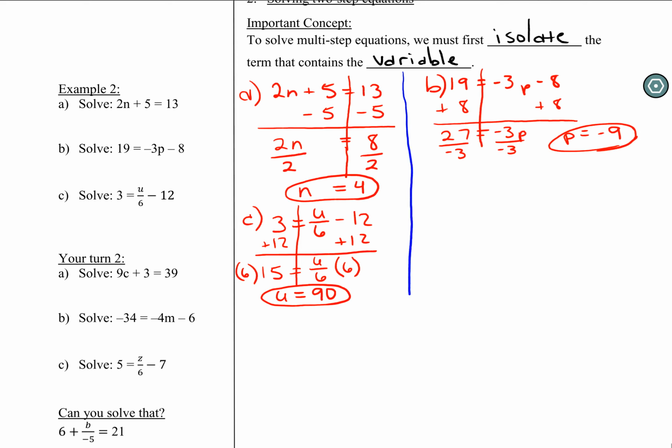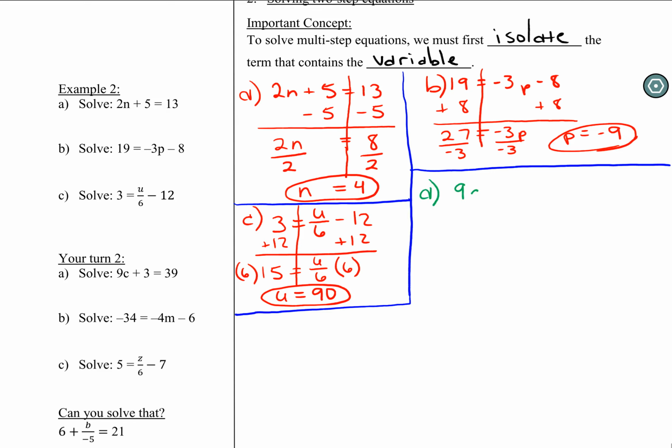Okay, I'm just gonna clean up my space here. I have a little bit more room to write. All right, so let's look at the Your Turn 2 problems.